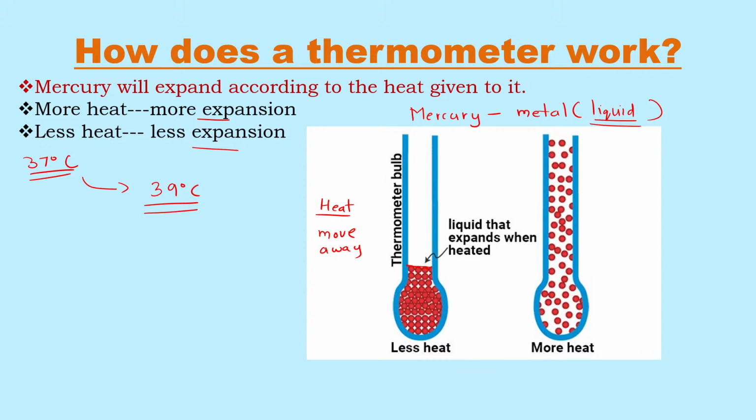So in this case, mercury is going to expand or it is going to contract. Expand means it is going to move far away, or is it going to come closer? There is something called expansion and something called contraction. Expansion means moving away, and contraction means coming closer. So in expansion molecules move far away, in contraction they come closer. When the temperature is 39, that means heat is more. More the heat, more the expansion. If the temperature is less, it will show less expansion.